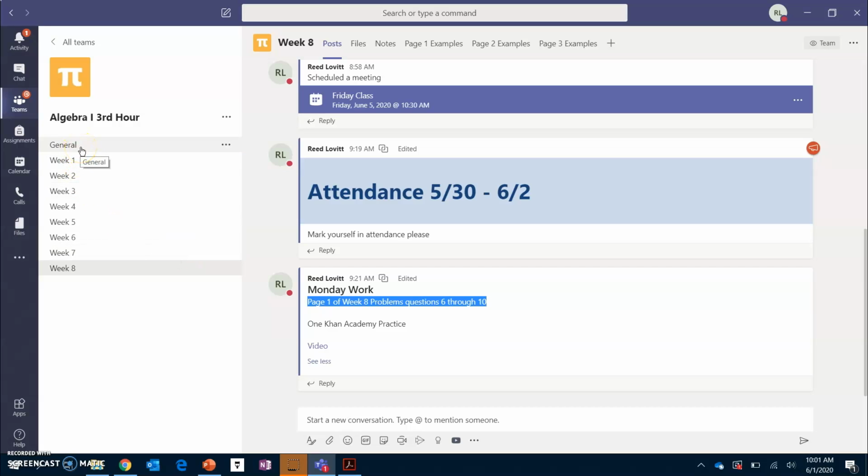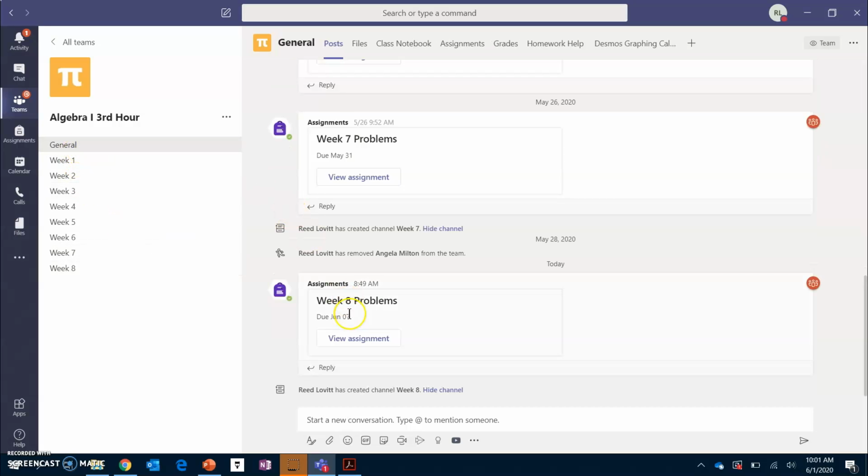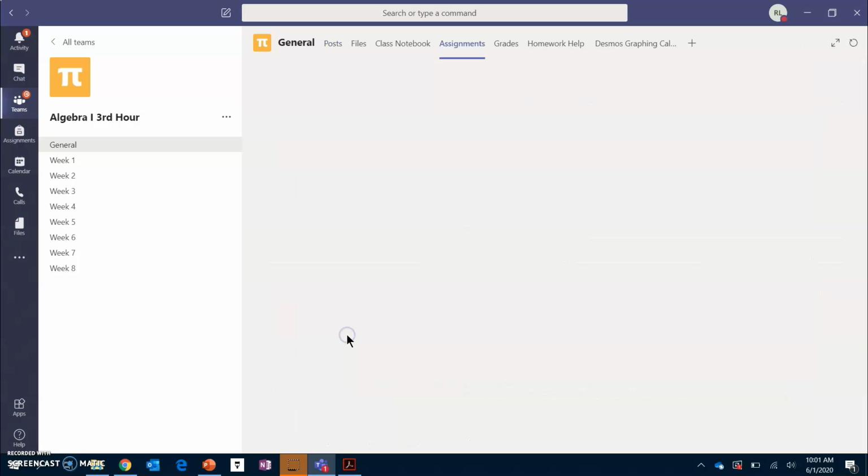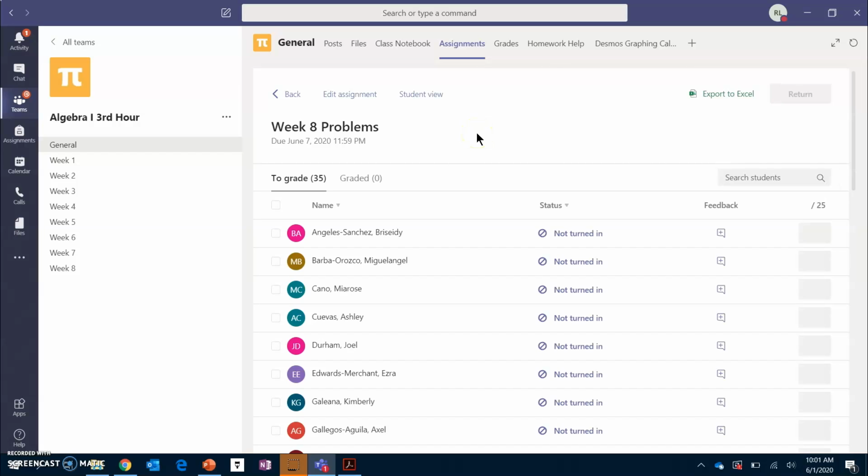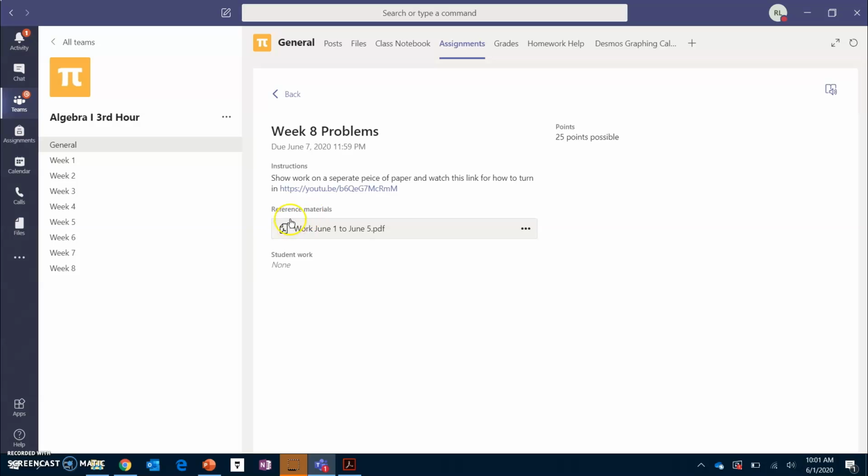So our assignments are always in the general tab. Here's week 8 problems. I want to be seeing what you guys see. And let's click on the reference material so we could look at the problems.